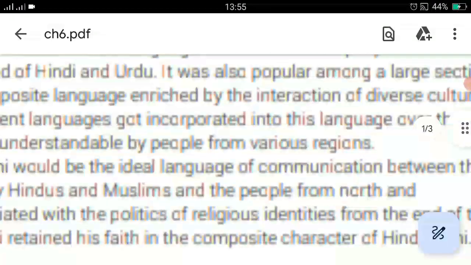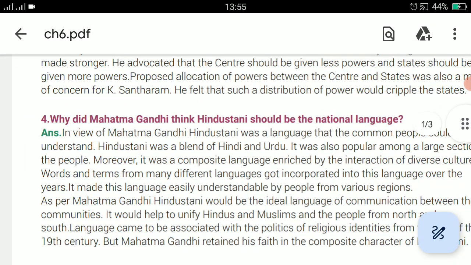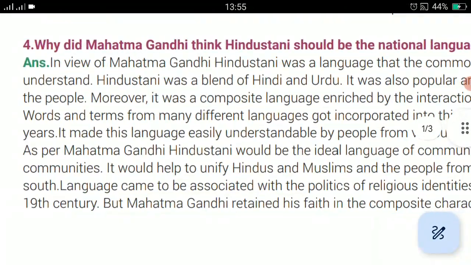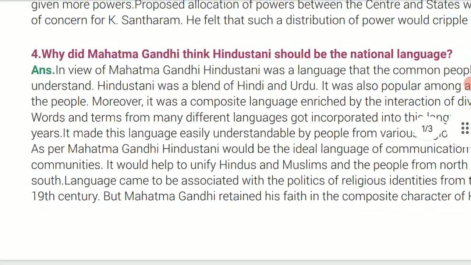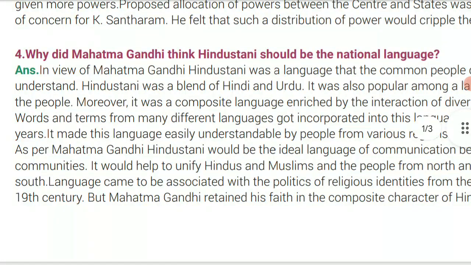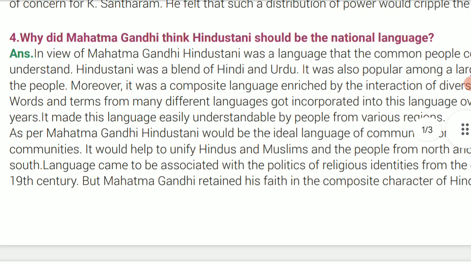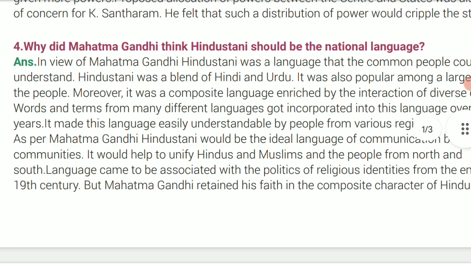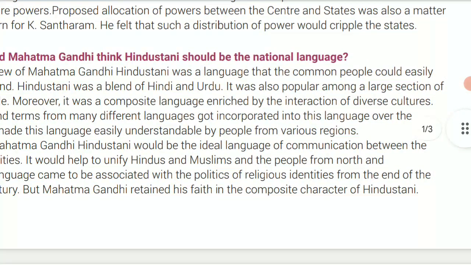Now talking about why Mahatma Gandhi thought Hindustani should be the national language. And I too think that there should be a compromise by the North Indian people, the leaders of North India, but they become very arrogant. So let's go into the answer. In the view of Mahatma Gandhi, Hindustani was a language that common people could easily understand.